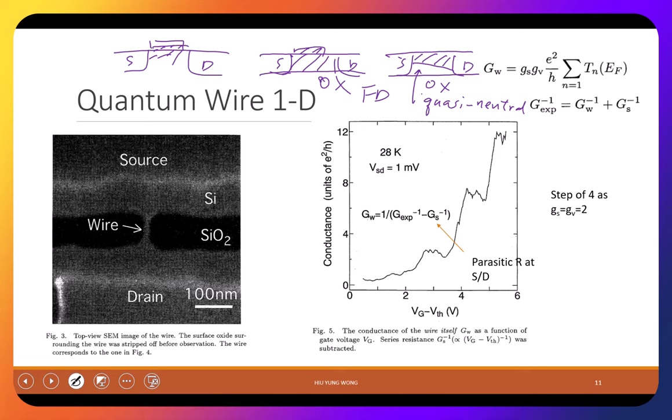How about double gate? What is a double gate? FinFET. How do you draw a FinFET? Do you know what is a FinFET? Forgot? Yeah, it's a fin here. Like a string. And then you wrap it with a gate. Right?